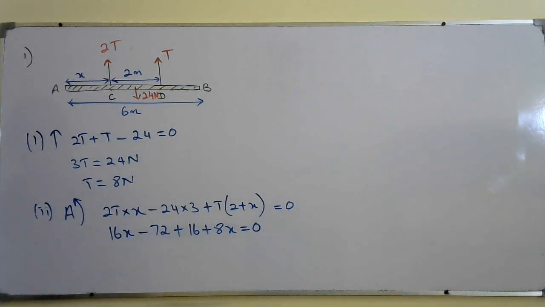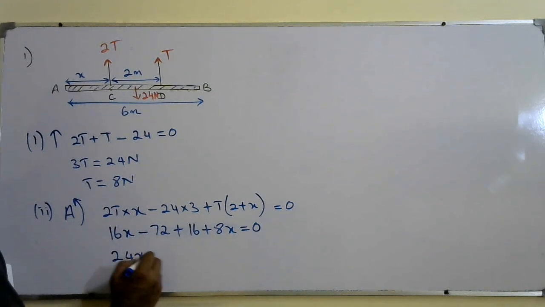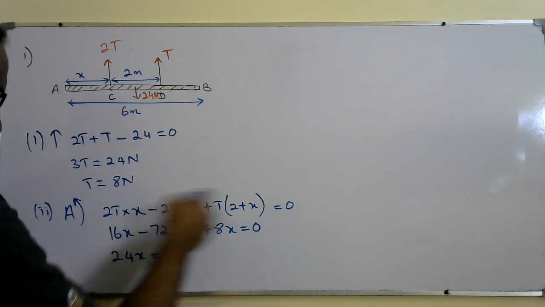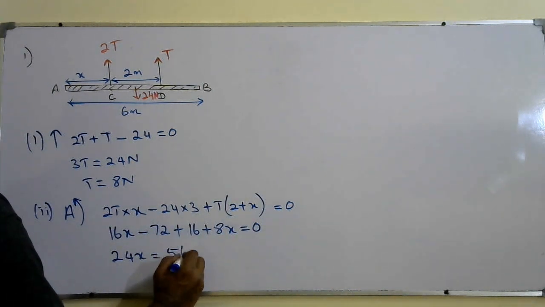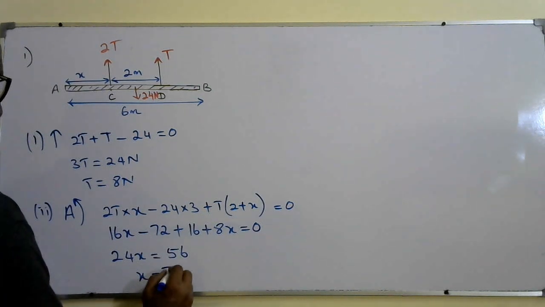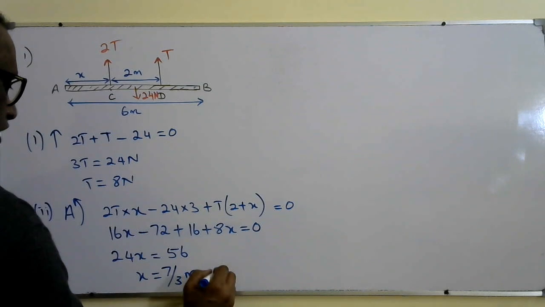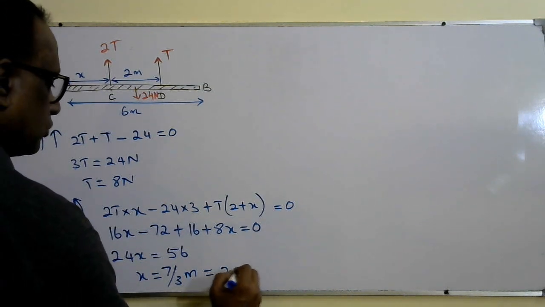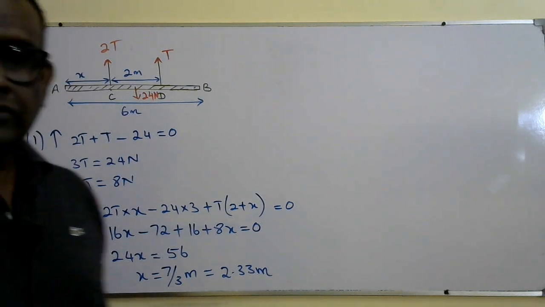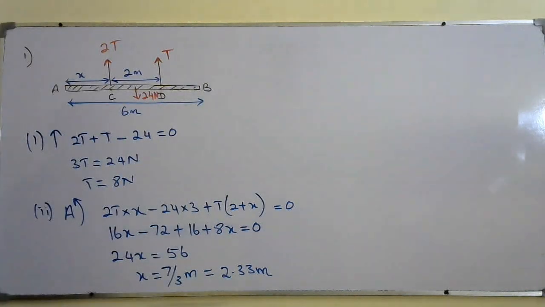So that's going to be 8x plus 16x, 24x, equal to minus 72 plus 56, taking 56 to the other side it becomes 56. So x is going to be 56 divided by 24, that is 7 by 3 meters, or in decimal, 2.33 meters. That's the answer for the first part. Even O-level knowledge is enough to answer this question.